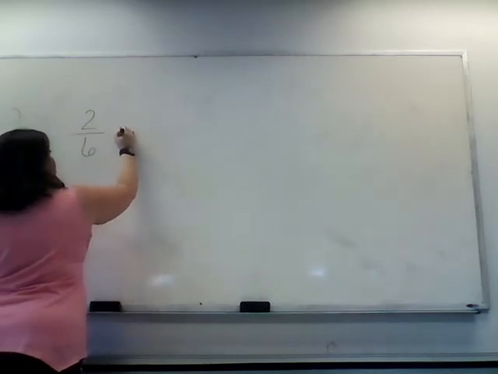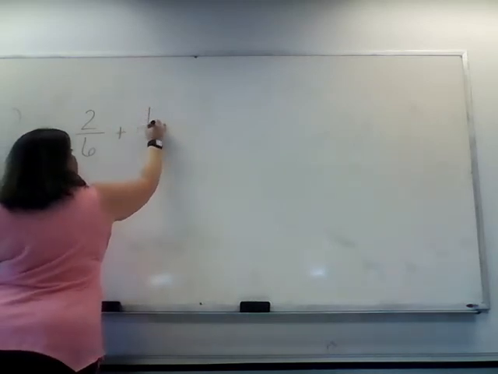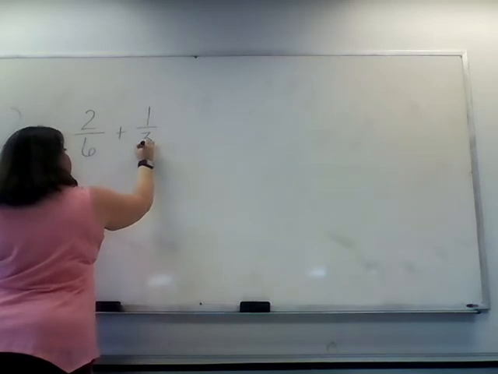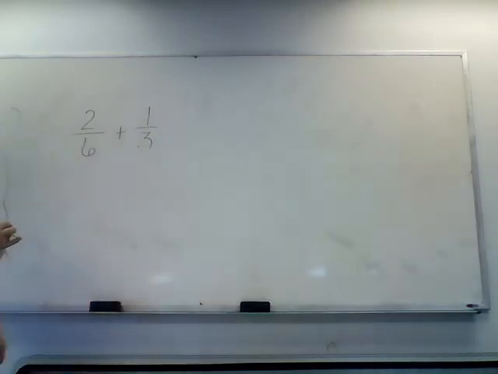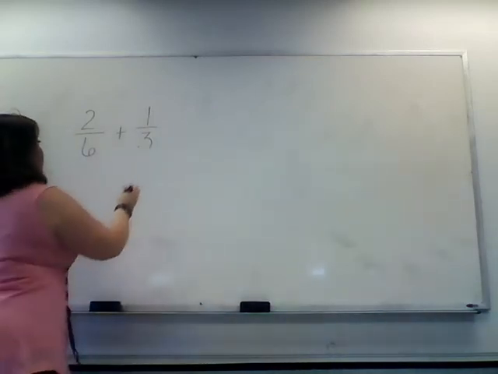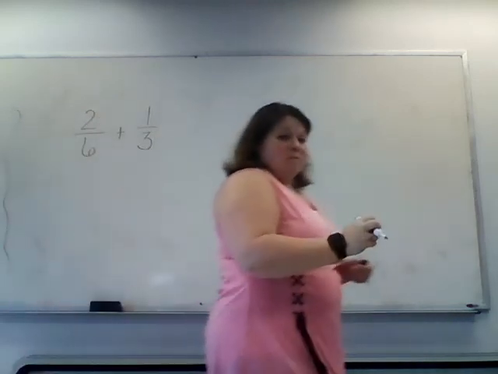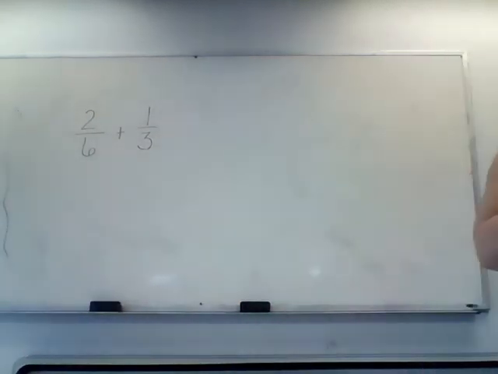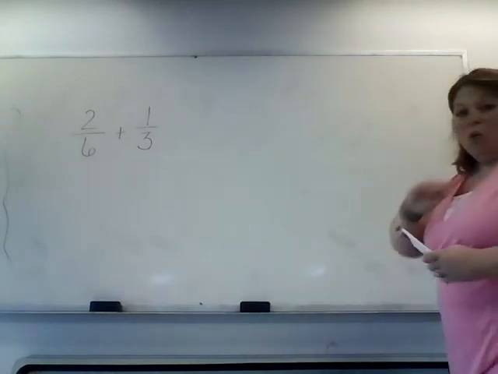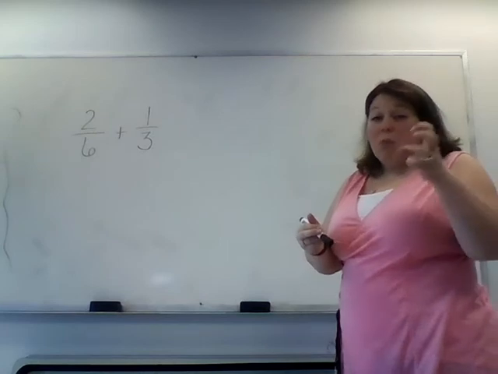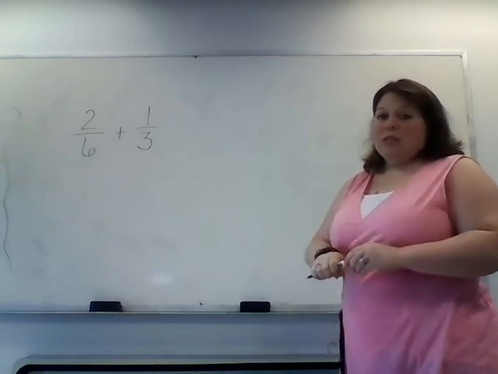Two sixths plus 1/3. So immediately when we look at this, we know that our bottom numbers are not the same. 6 and 3 are not the same numbers, just in case you didn't know. So we need to figure out what is the smallest number both of these can divide into.